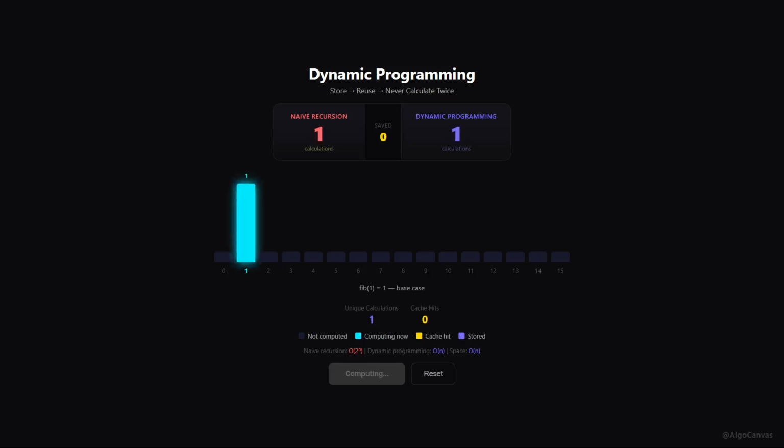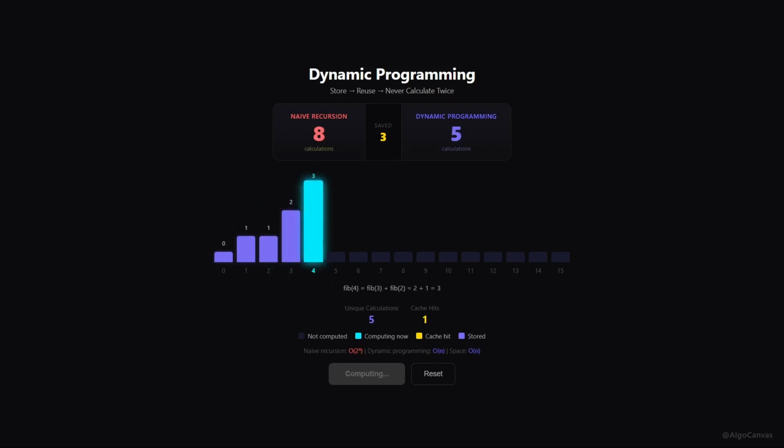Every time your phone autocorrects a typo, a version of this idea is quietly running. It is the one technique that separates good developers from great ones. And it comes down to a single rule. Never calculate the same thing twice.